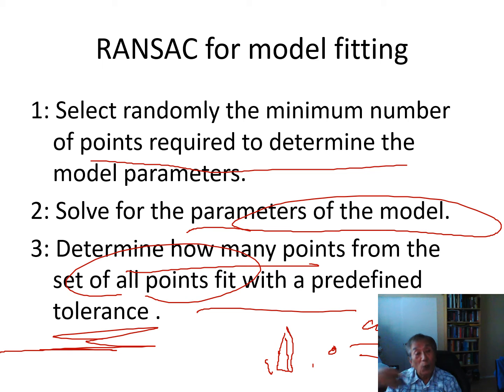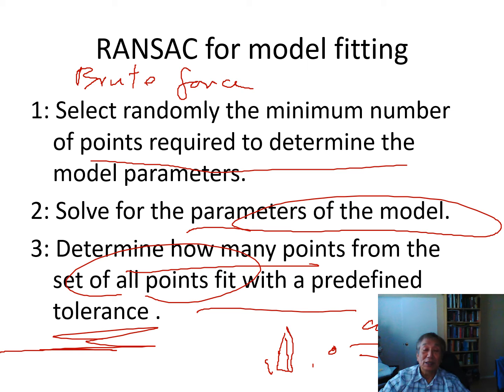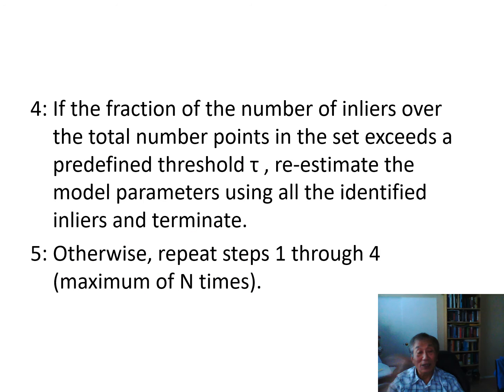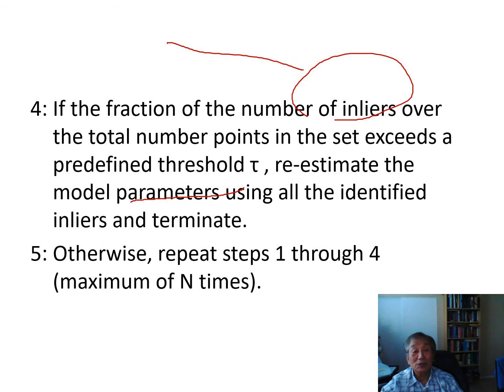It's in a way what I said, brute force, that you check every possibility. When the picture is complex, checking every possibility is impossible. But random sampling is the next best one, and in general it works pretty well. So this is the way. So the fraction of the number of inliers, I mean, within this range, and then you fit this one.